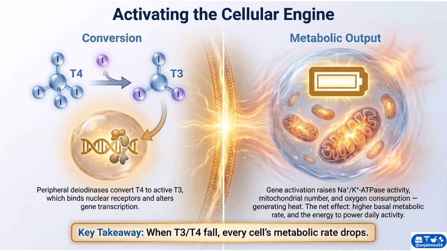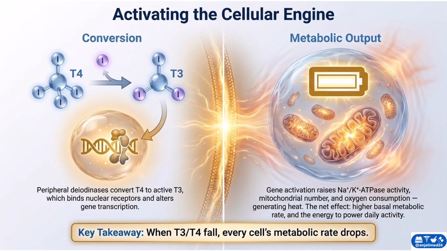As a result, the number and the activity of mitochondria increases. The sodium potassium ATPase pump becomes more active. Oxygen consumption rises and more heat is produced. Together, these effects increase the body's basal metabolic rate and provide the energy needed for daily activities.